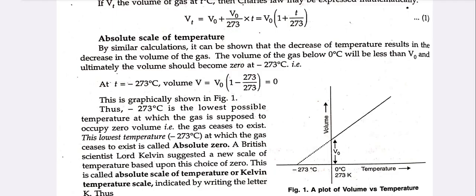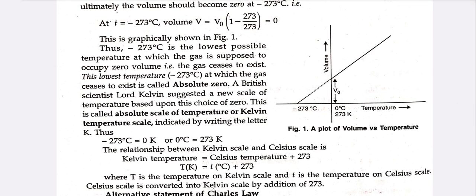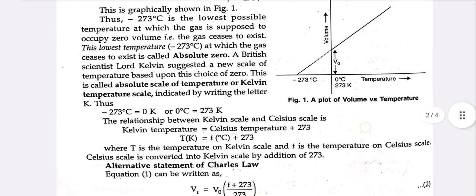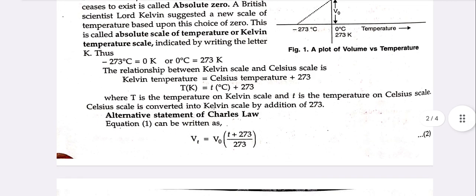Thus, minus 273 degrees Celsius is the lowest possible temperature at which the gas is supposed to occupy zero volume. That is, the gas ceases to exist. This lowest temperature at which the gas ceases to exist is known as absolute zero. A British scientist, Lord Kelvin, suggested a new scale of temperature based upon this choice of zero. This is called absolute scale of temperature or Kelvin temperature scale, indicated by writing the letter K. Thus, minus 273 degrees Celsius is 0 Kelvin or 0 degrees Celsius is 273 Kelvin.